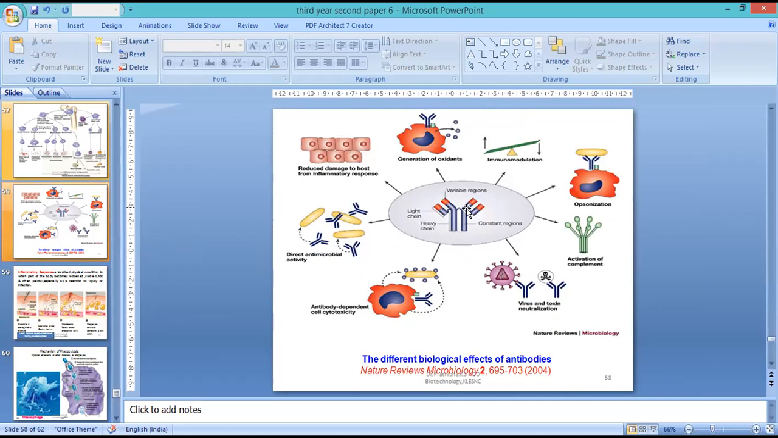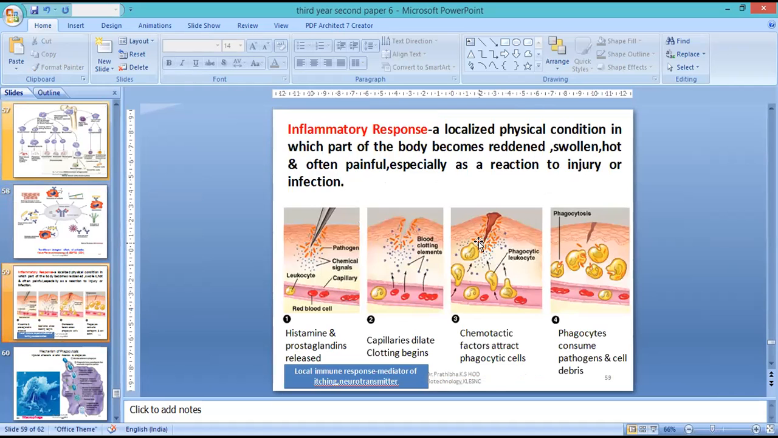Further, I have given here the different biological effects of antibodies. You can go through here: generation of oxidants, then immunomodulation, opsonization, then activation of complement, then virus and toxin neutralization will be carried out by the immunoglobulins, antibody dependent cell cytotoxicity, direct antimicrobial activity, then reduced damage to host from inflammatory response. This is all about the different biological effects of antibodies or immunoglobulins.